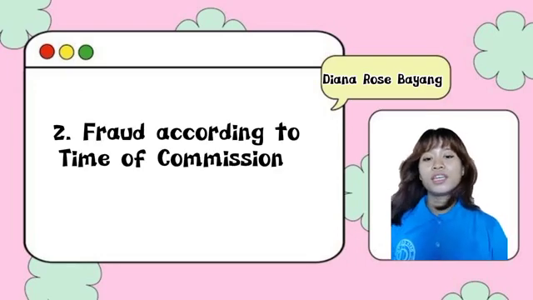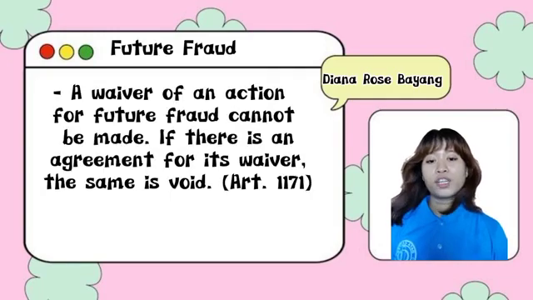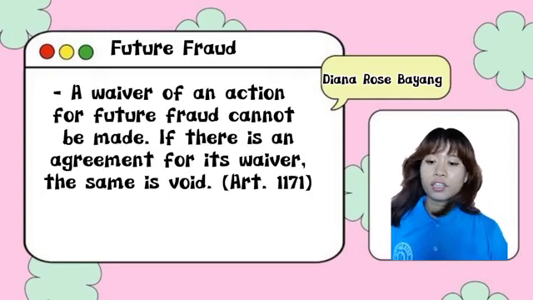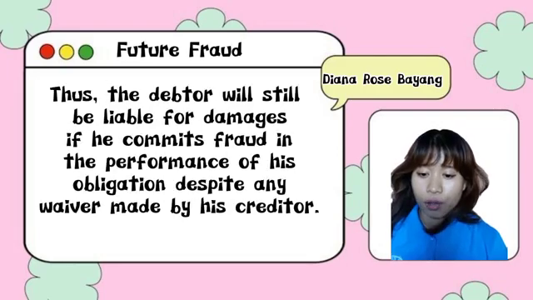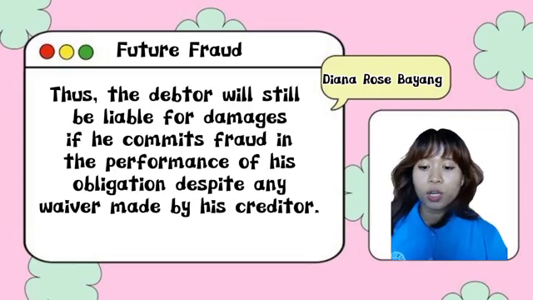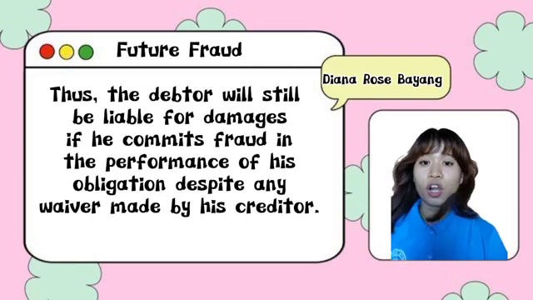So, we are now here in fraud according to time of commission. The first one is future fraud. So, a waiver of an action for future fraud cannot be made. If there is an agreement for its waiver, the same is void. Thus, the debtor will still be liable for damages if he commits fraud in the performance of his obligation despite any waiver made by his creditor.